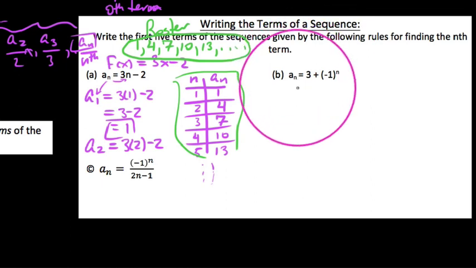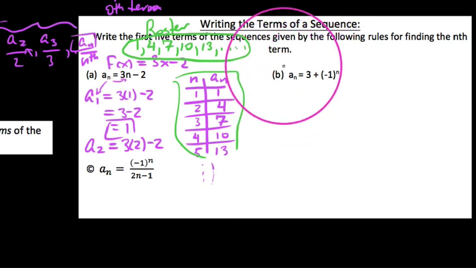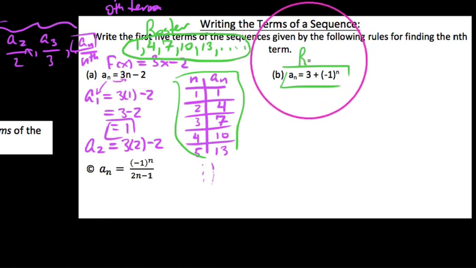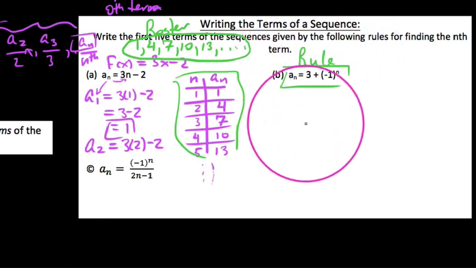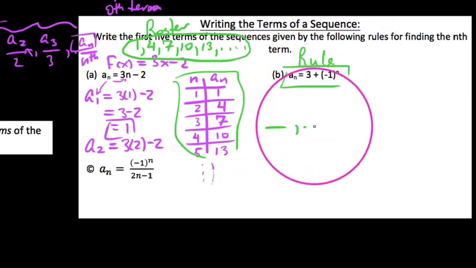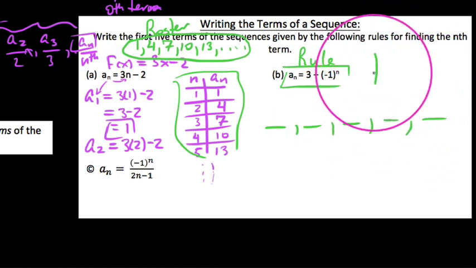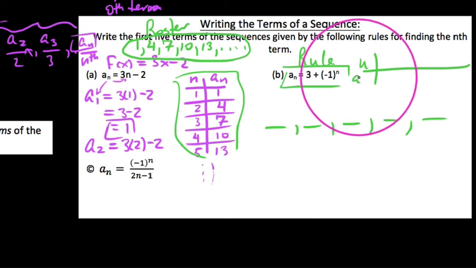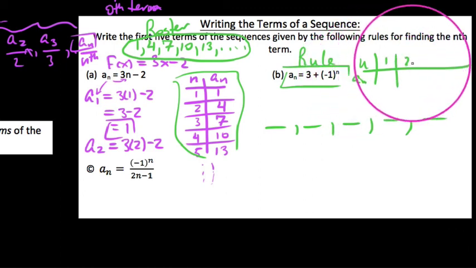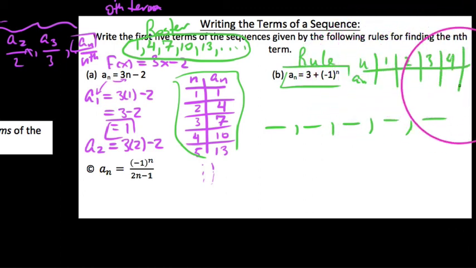But we say a sub n over here. A sub n is our rule. So let's get used to calling this our rule. This is our function, okay? And we say what I want to do is find the first 5 terms. So 1, 2, 3, 4, and 5. And we could totally make a table for this. We could say our term and the term value. So 1, 2, 3, 4, and 5.